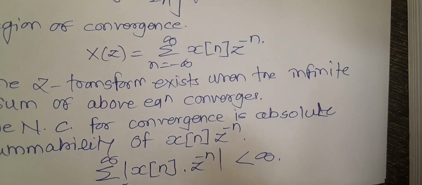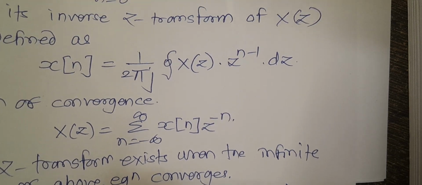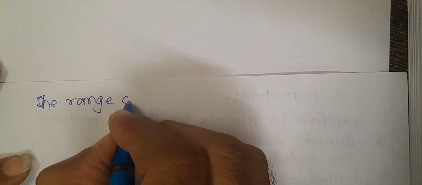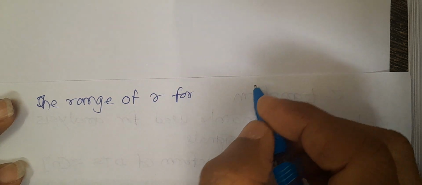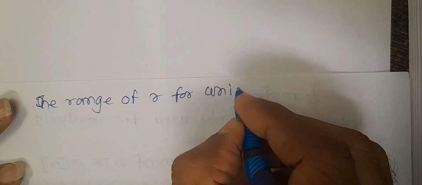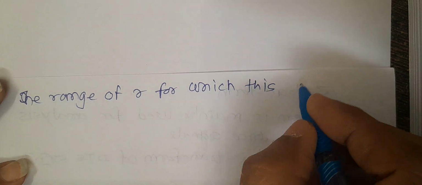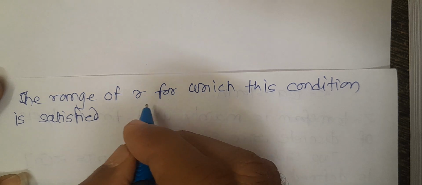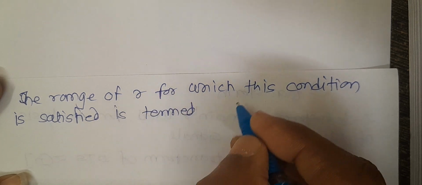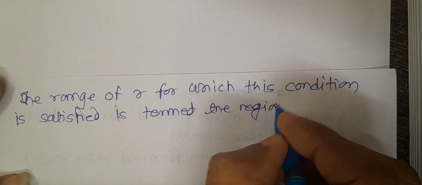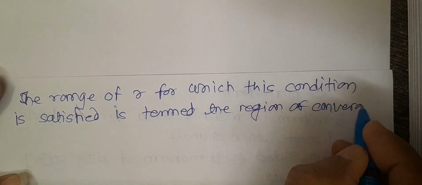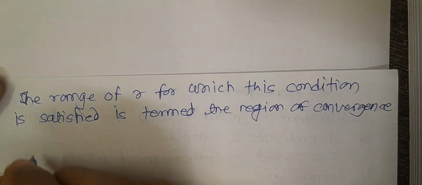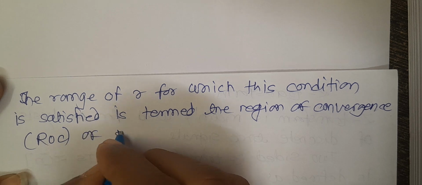So r is the radius of magnitude. The range of r for which this condition is satisfied is termed the region of convergence, ROC of the Z transform.